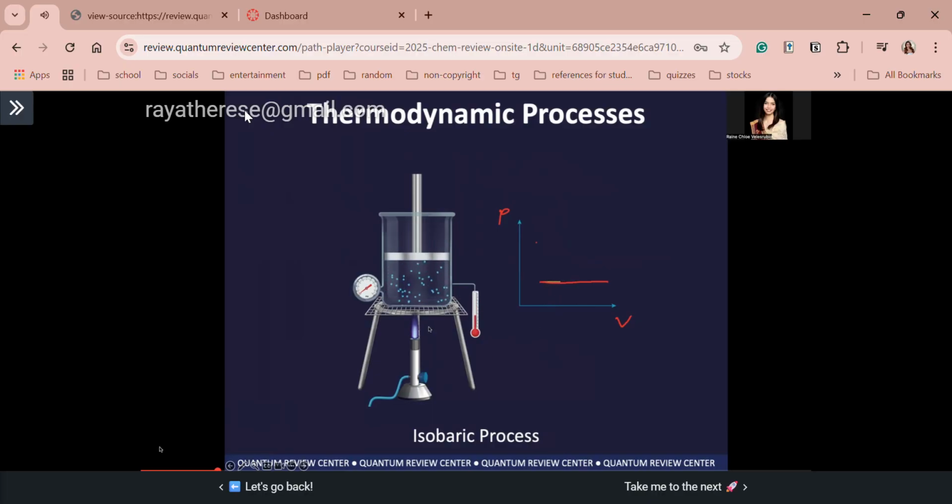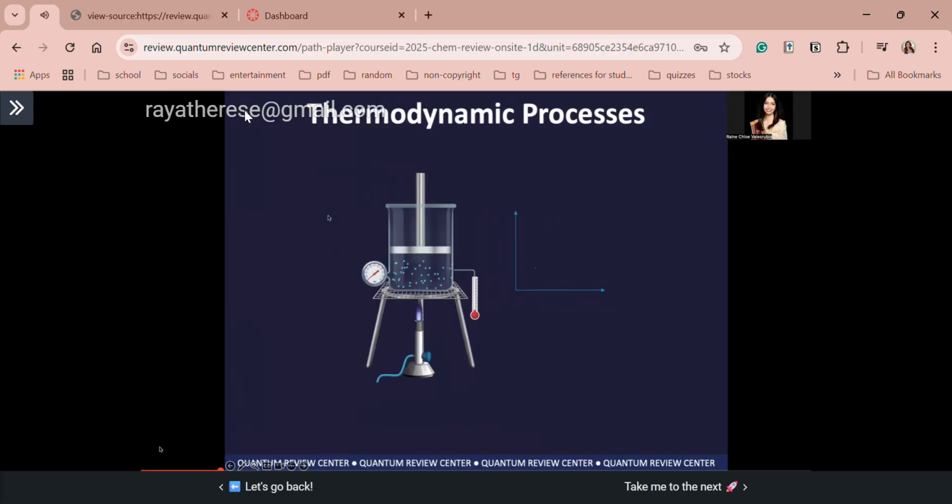So in an isobaric process, every process happening in a system which is exposed to the atmosphere is an isobaric process because the atmospheric pressure will remain constant. Kaya guys, kapag nagluluto tayo inside an open utensil na exposed sa atmosphere, isobaric process yan. Okay? Kasi constant ang ating atmospheric pressure.